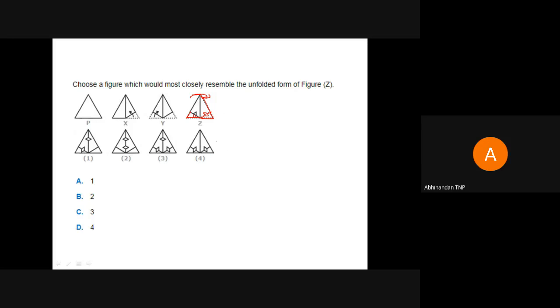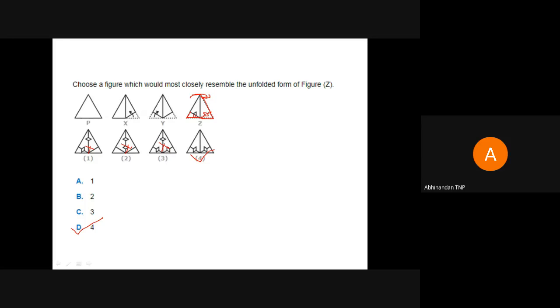Option number 4 is somewhat the same as our answer. Here we have two slots. Actually, this is nothing but the cutting. This is nothing but the cutting. So here they have shown 3 cut portions. This is also not correct. This is also not correct. Option number D is correct.